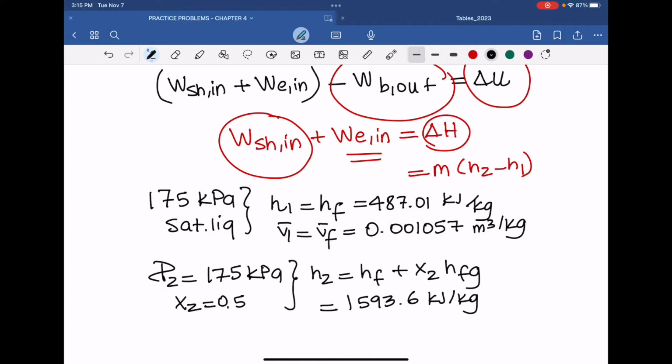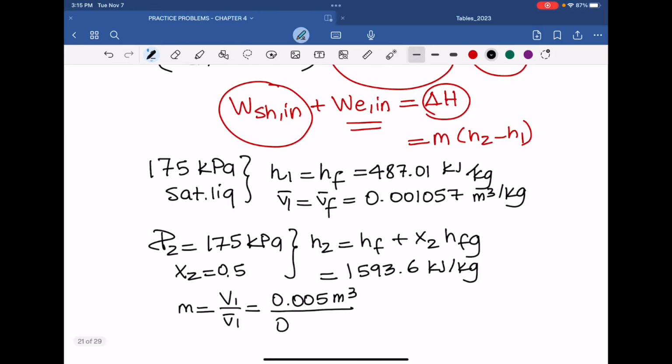Now, with those givens, we also need to figure out the mass. Mass is volume over specific volume. And we know the volume. They are giving this. We know the specific volume. And the mass is this. Okay. And we know the mass, we know the enthalpies.